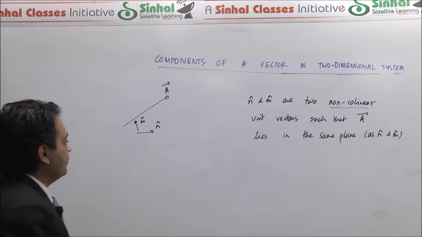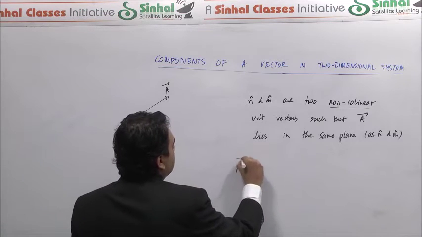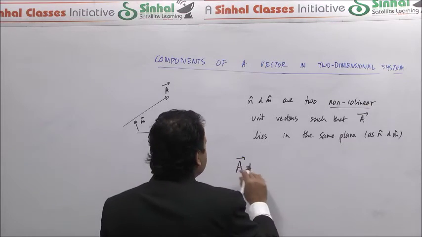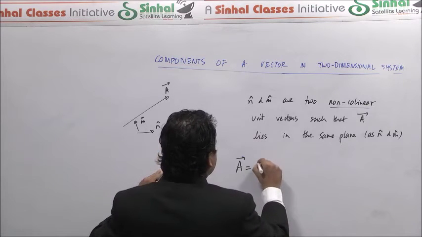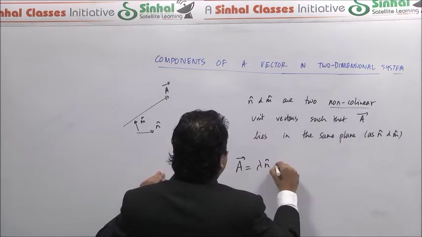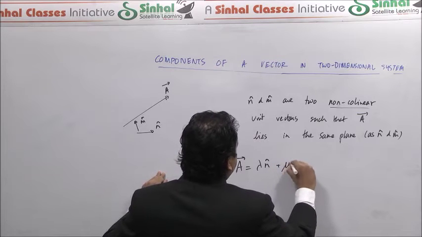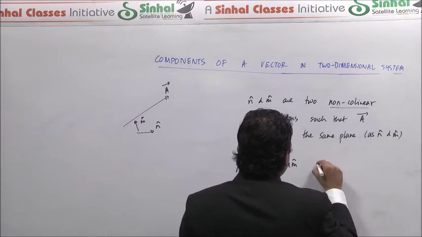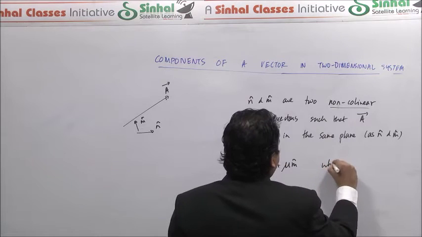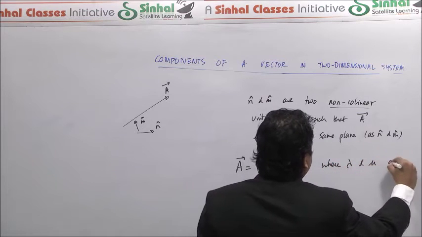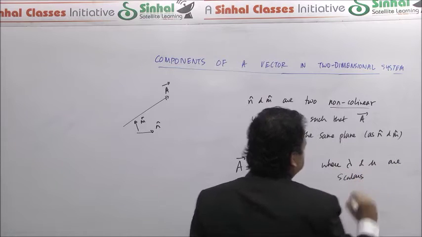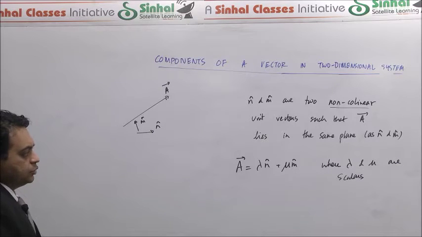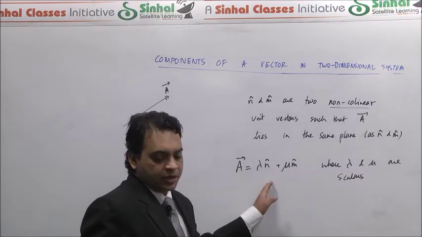So it so turns out that the vector A as a whole can be represented as what we call a linear combination of these two unit vectors. That means the vector A can be represented as the sum of two other vectors, one along n cap and the other along m cap, where lambda and mu are scalars. So this is kind of self-explanatory. Now the next question is, how would we express the quantity lambda and the quantity mu?